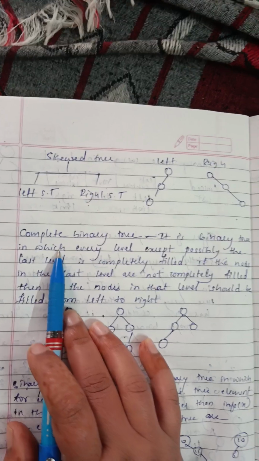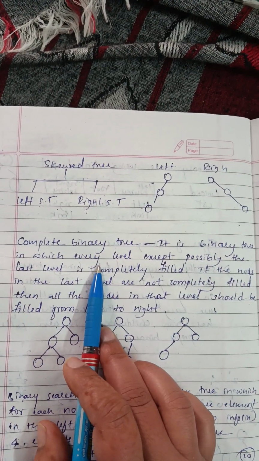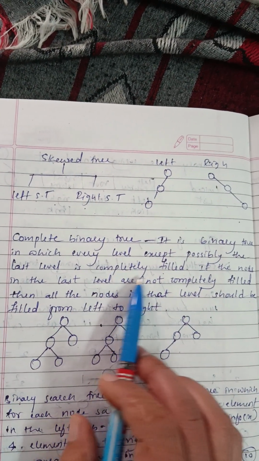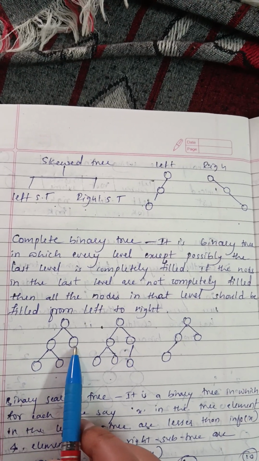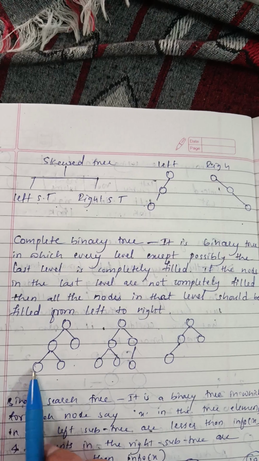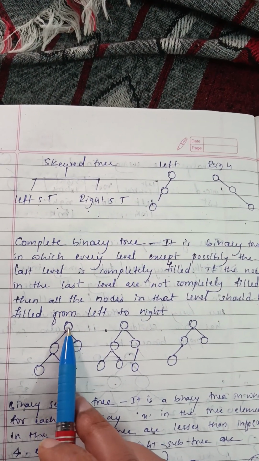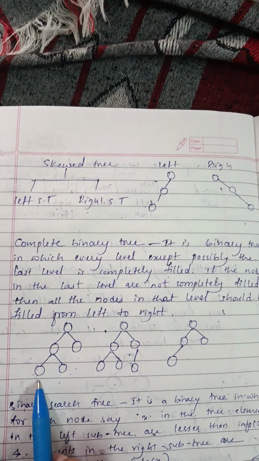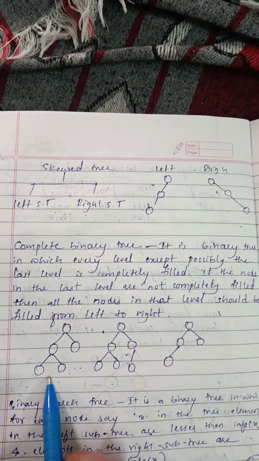Next, what is a complete binary tree? It is a binary tree in which every level except possibly the last level is completely filled. See here, this is the last level. The last level may or may not be filled, but it must be filled from left to right, not right to left. See here, this is the level, right? Here it is filled and here it is a left, right? And it is filled. If it is not filled on the right side, it's okay, but it will become a complete tree.